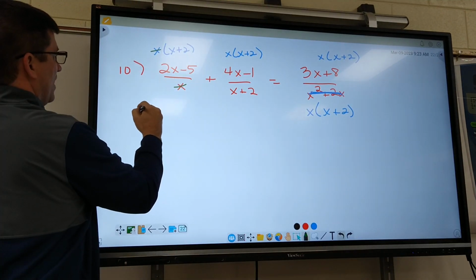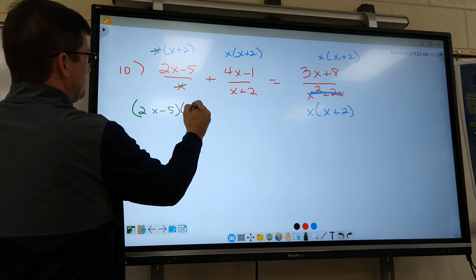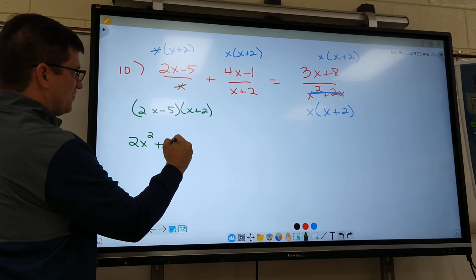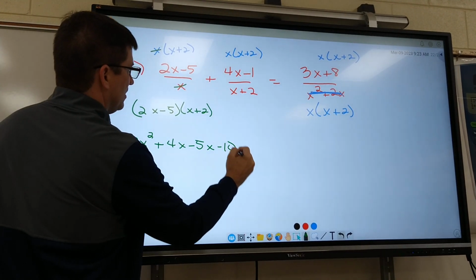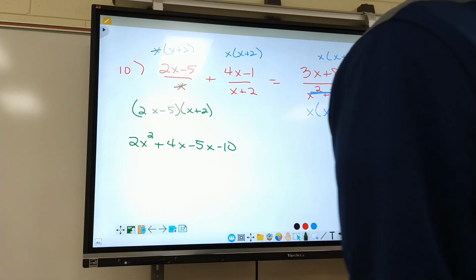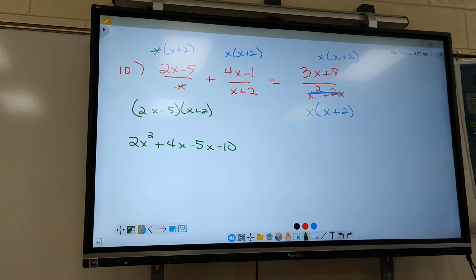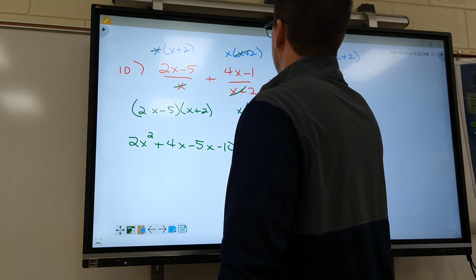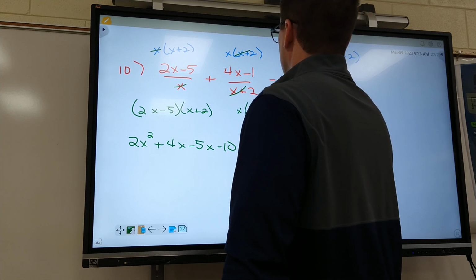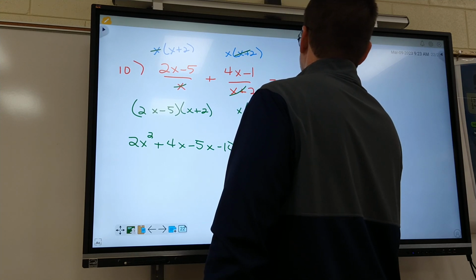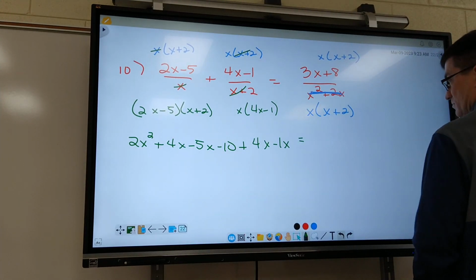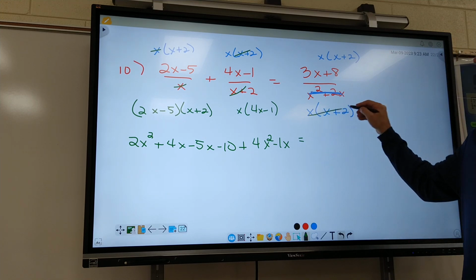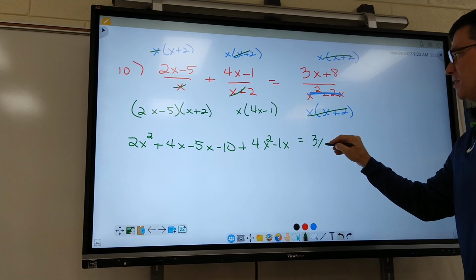These cross out, so I got 2x minus 5 and I got x plus 2. We have to FOIL this out, okay? 2x squared plus 4x minus 5x minus 10. That was probably the hardest part of this problem, FOILing that out. All right. This one isn't going to be that bad. You got an x and a 4x minus 1. So that's 4x squared minus 1x. Everything marks off here, so I bring down 3x plus 8.